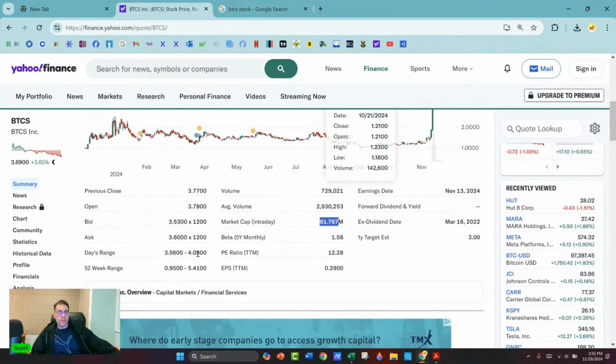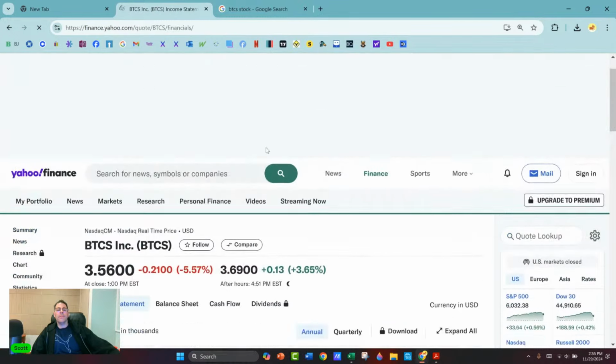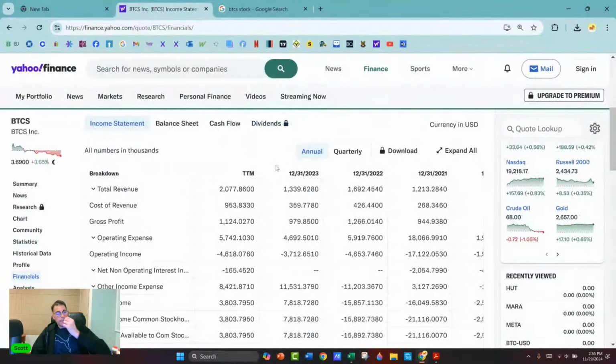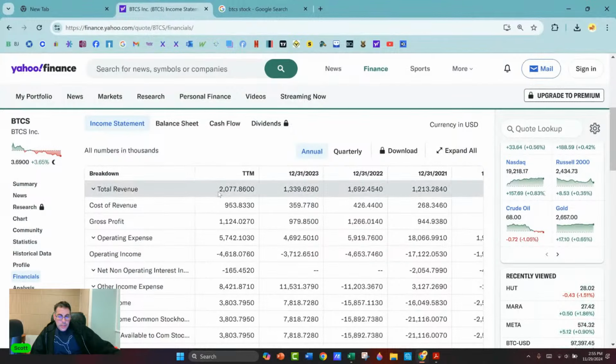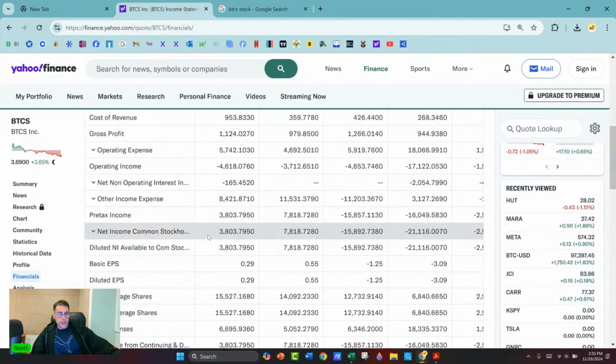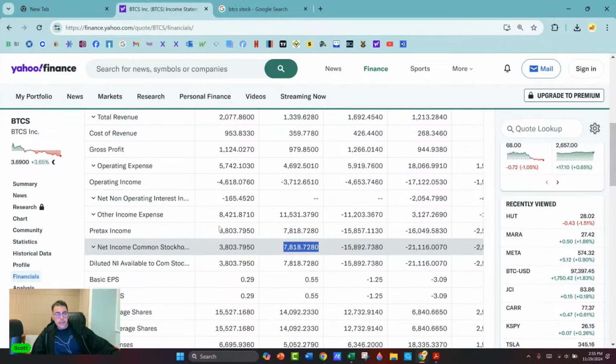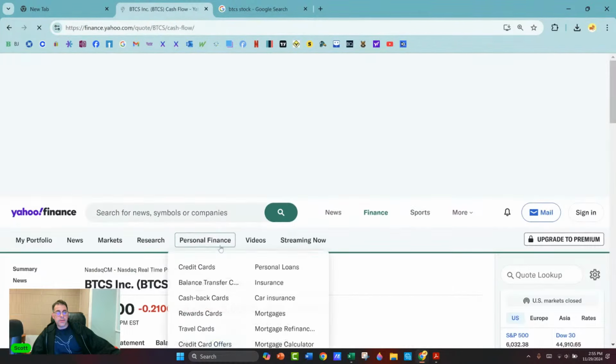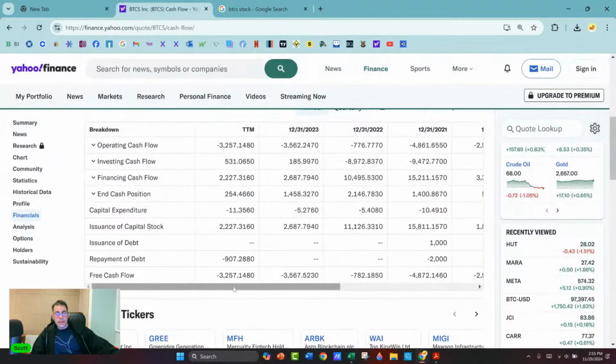62 million market cap. I mean, they never make money, these companies. 2 million of revenue. I mean, they had a trading platform where people can trade crypto. So it wasn't just a mining company. It seemed like they had more going for them. 2 million of revenue, positive net income, which is crazy. Let's see cash flow. Negative cash flow.